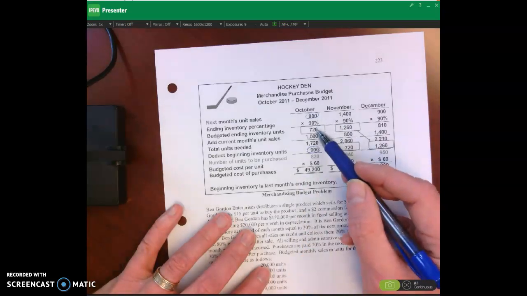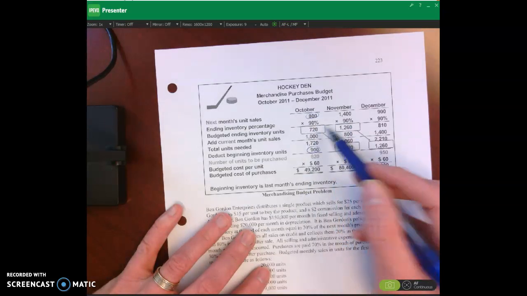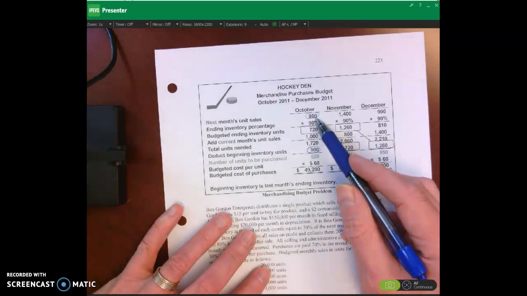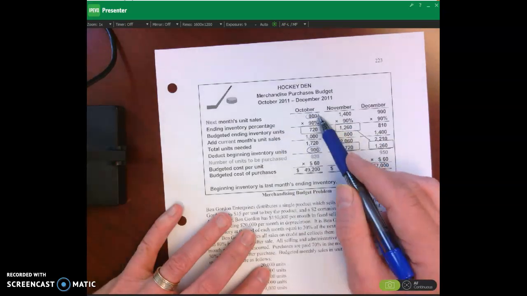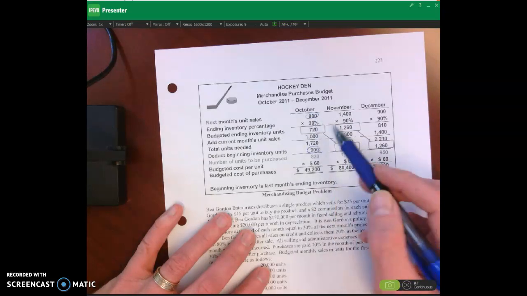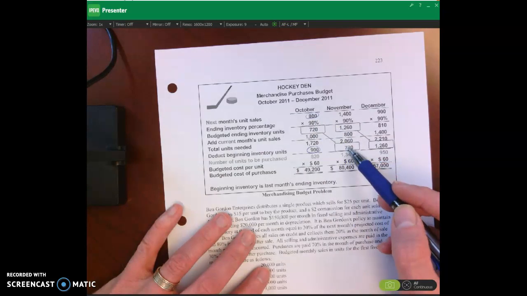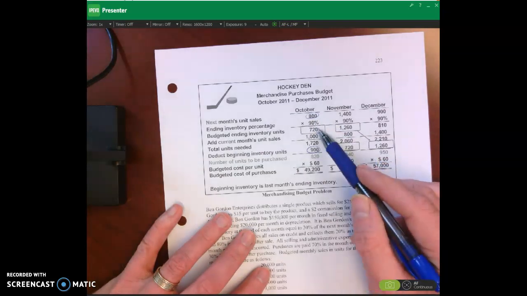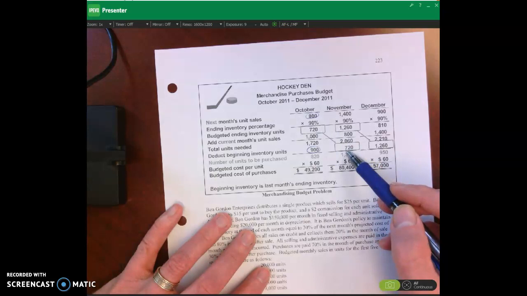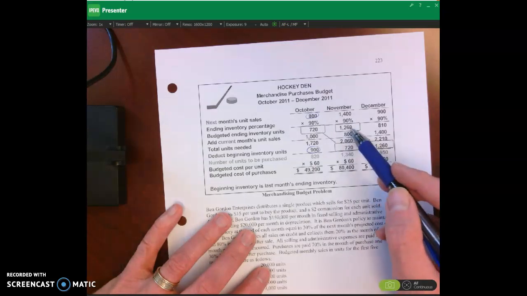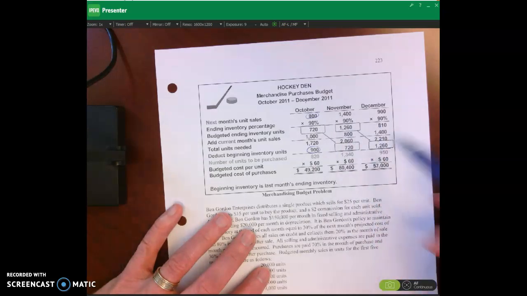Same thing over here. We have our budgeted ending units right over here. That was how we calculated that 800, which is next month's. The 800 times 0.9 gives me the 720. That 720, of course, becomes beginning. This is ending for October. That becomes beginning for November. Ending for November becomes beginning for December.